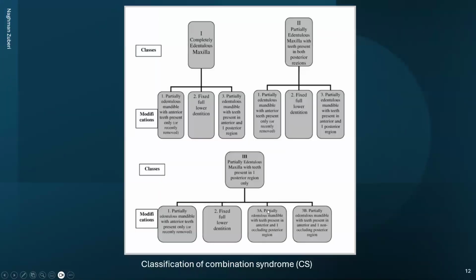Well, over here we can see what these 3A and 3B are. 3A: partially edentulous mandible with teeth present in anterior and one occluding posterior region. 3B: partially edentulous mandible with teeth present in anterior and one non-occluding posterior region. So these are the modifications of Kelly's combination syndrome. You can take a screenshot of this picture. It will definitely help you in remembering the classification.